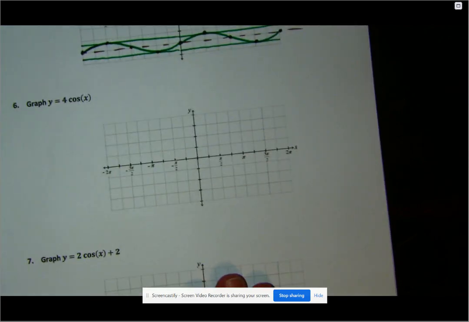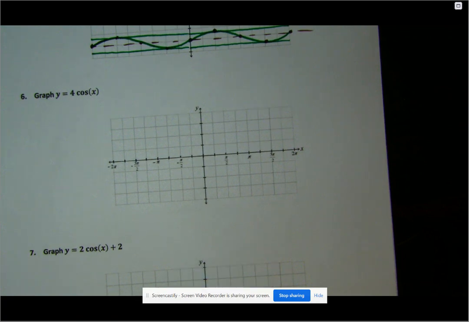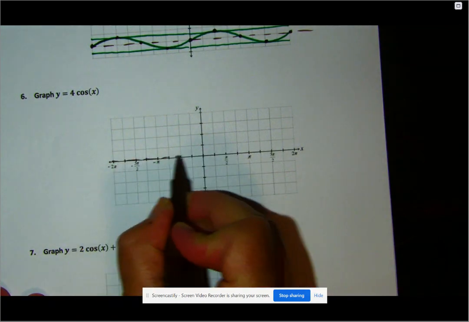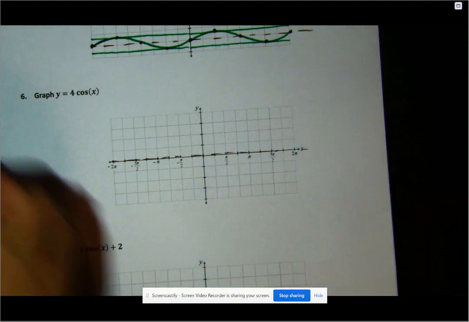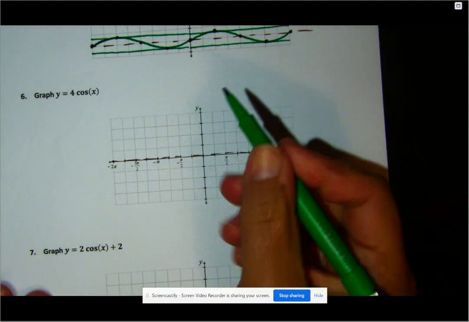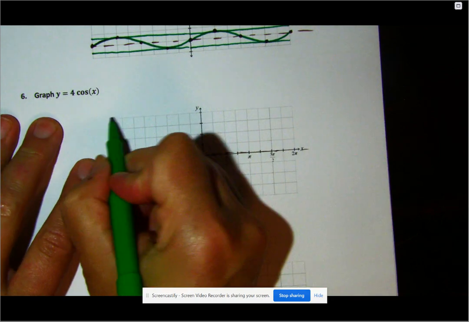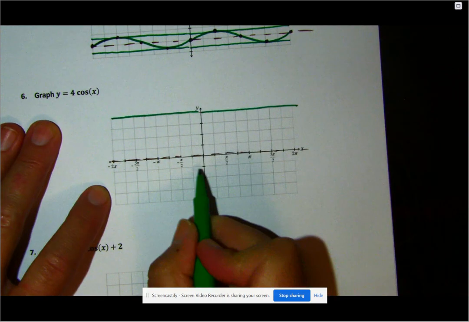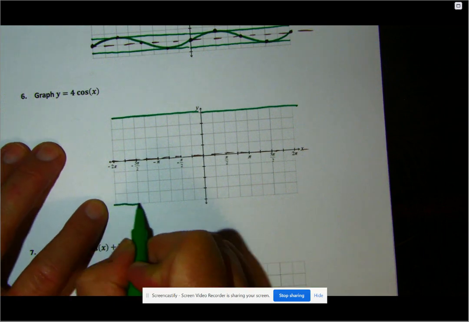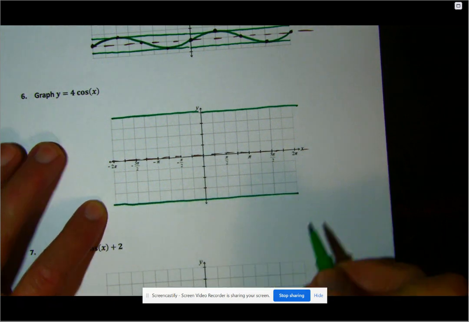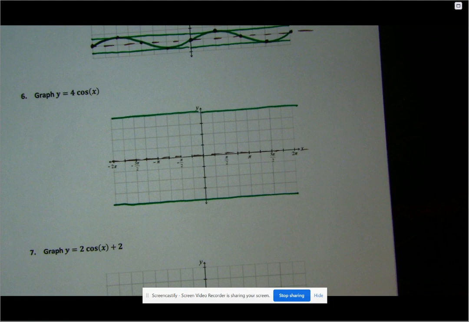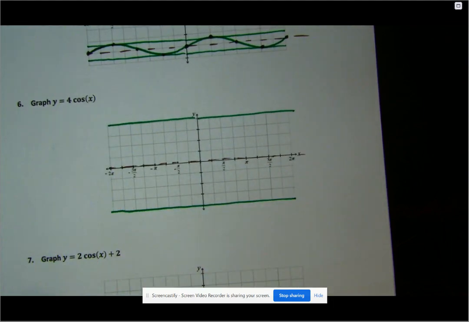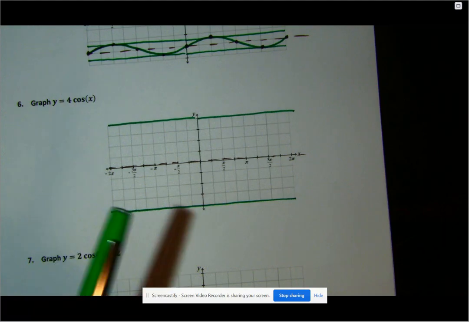Graph y equals 4 cosine of x. Okay, so the midline is right here. Amplitude 4. 1, 2, 3, 4. And if I'm not renaming the y-axis, it is assumed these values are 1. If you're going to make them something different, it's important to label them. Okay, cosine. So there's no right left, no frequency change, no up down.